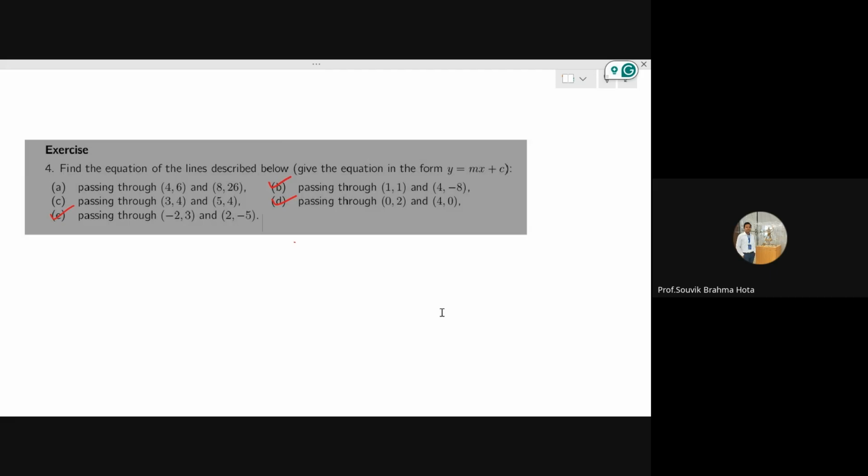For B, you got the answer? Yes, sir. It is y equal to minus 3x minus 2. Just check that minus 2 part only. I have a problem with that. Minus 3x is correct.